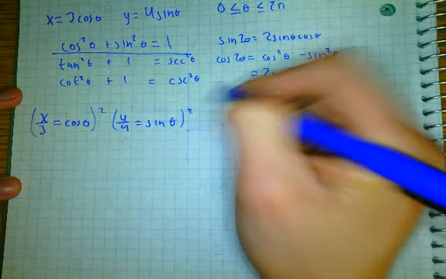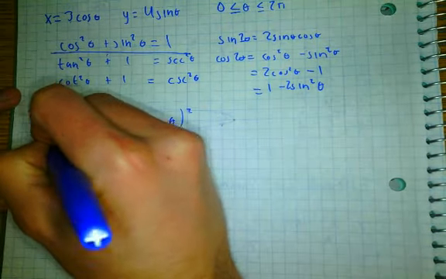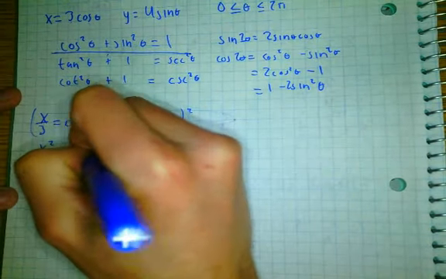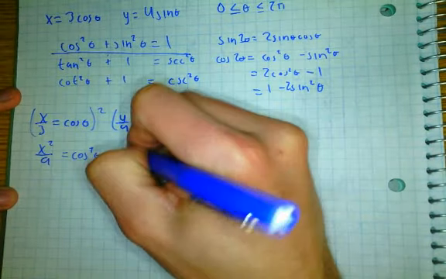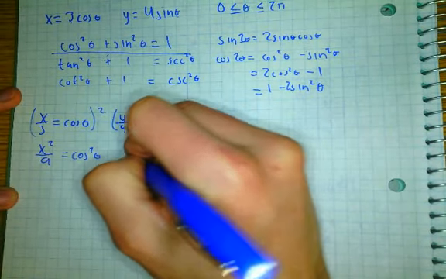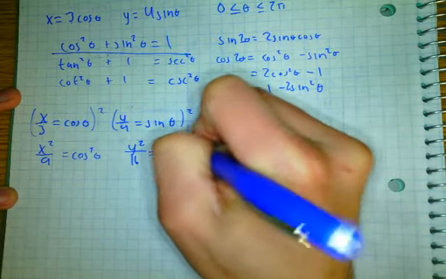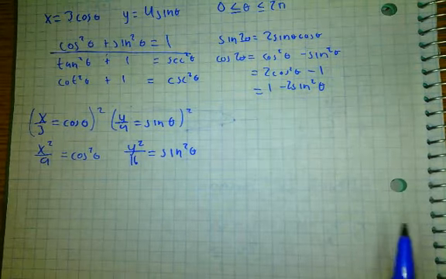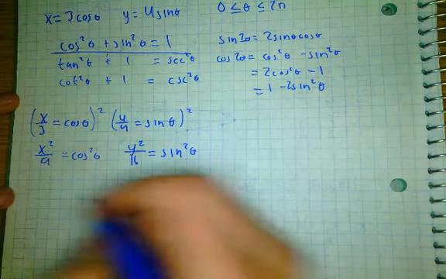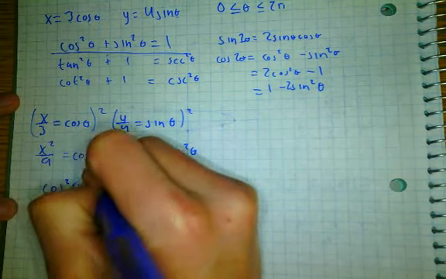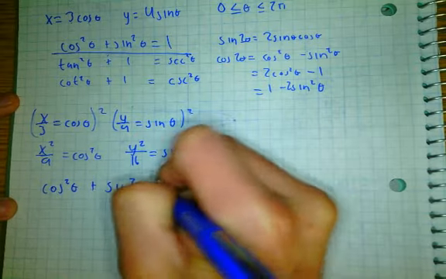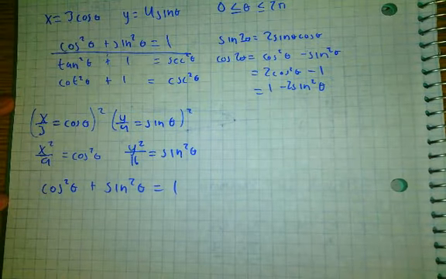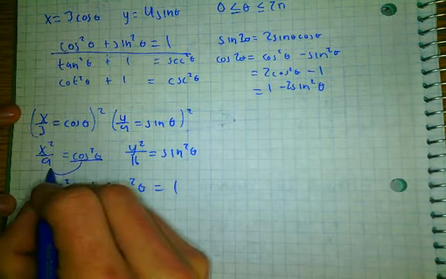If I square everything, I get x squared over 9 equals cosine squared theta, and y squared over 16 equals sine squared theta. Now all you have to do is use the simple concept of substitution. You know that cosine squared theta plus sine squared theta is equal to 1, and according to this problem, cosine squared is equal to that. So I'm going to substitute it in here.